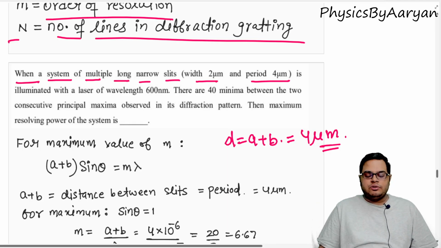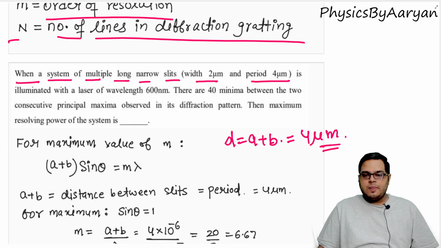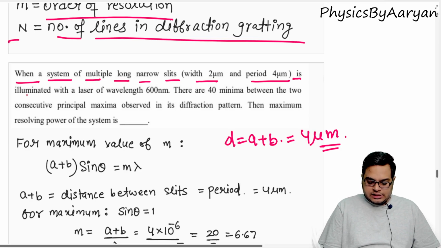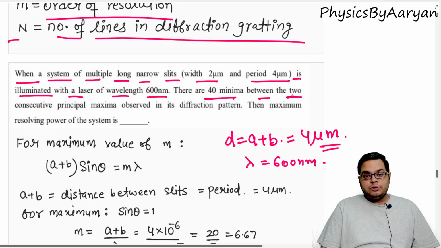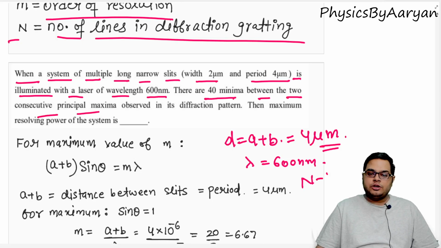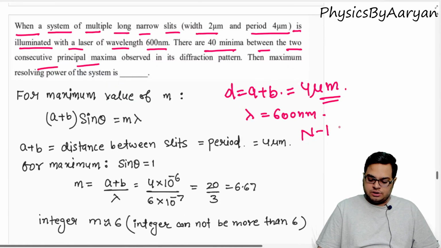What is the separation between the two fringes? So that is going to be 4 micrometer. It is illuminated with a laser of wavelength 600 nanometer, so the wavelength is given. There are 40 minima between two consecutive principal maxima. You know how many minima are there between two consecutive primary maxima? N minus 1. So N minus 1 is 40, which means N is 41.